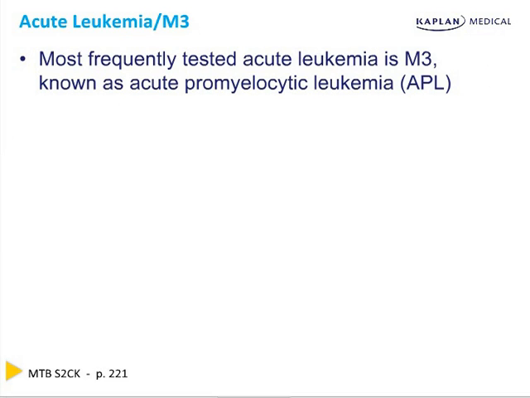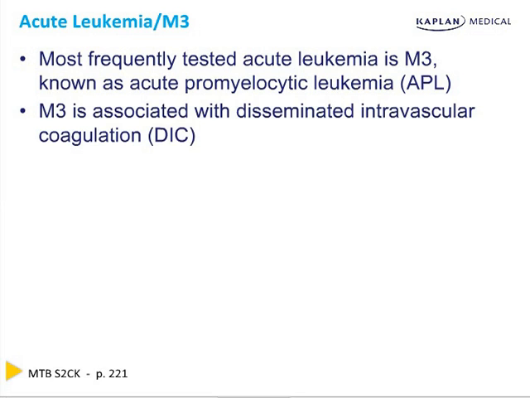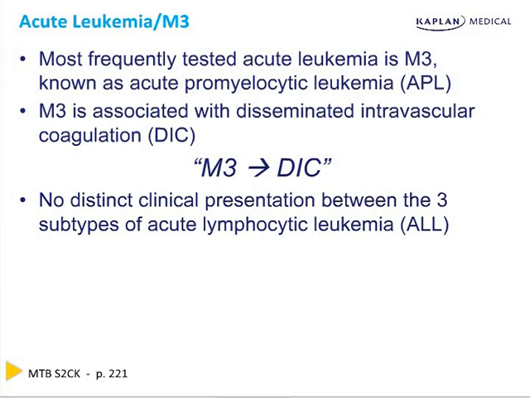The most frequently tested acute leukemia is M3, also known as acute promyelocytic leukemia. This is because M3 is associated with disseminated intravascular coagulation. M3 gives you DIC, because there's no distinct clinical presentation between the three subtypes of ALL, and no distinct presentation between M4, 5, and 6. That's why they are always asking about M3: it's the only one with a distinct clinical presentation, the only one that makes you bleed. None of the others have a distinct presentation, so you can't construct a question about things that are all the same. This is the only one that's different and unique.